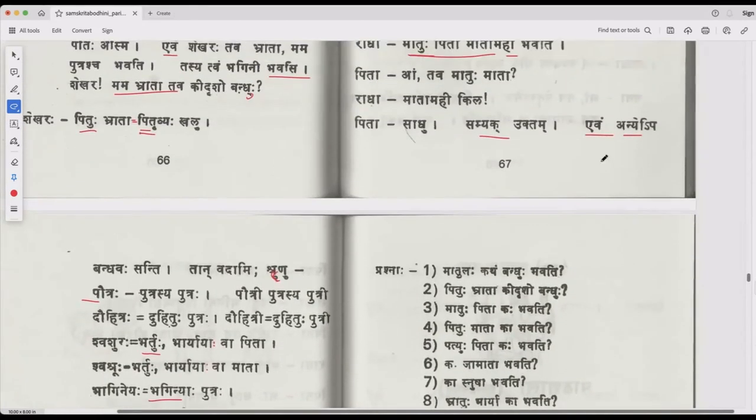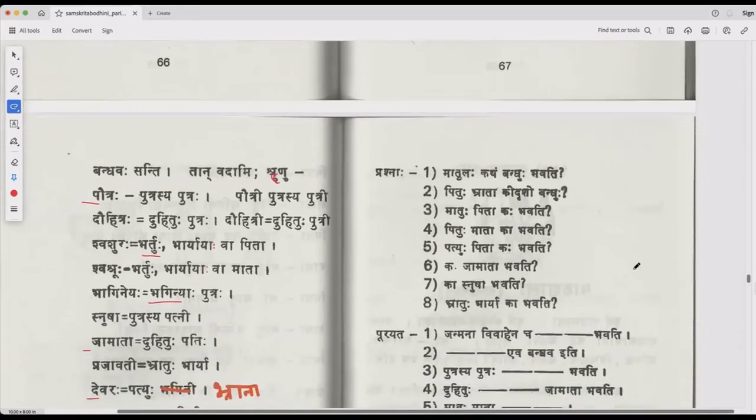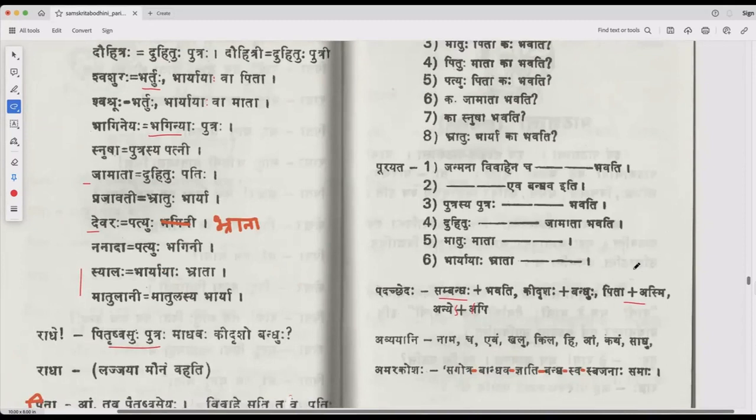We found that word here, right? Anyepi. It's interesting. Why didn't it become anyaipi? These are the rules and that's how it is.